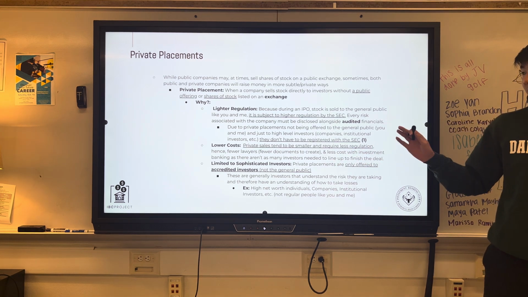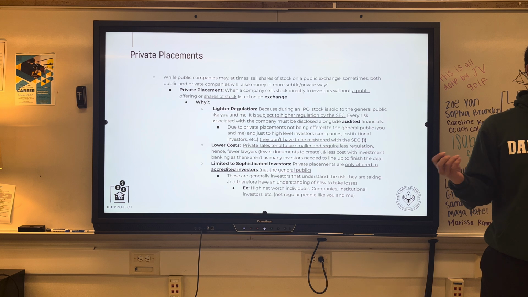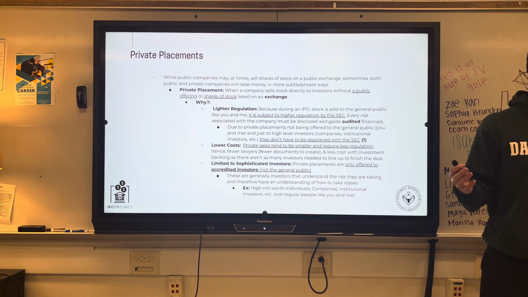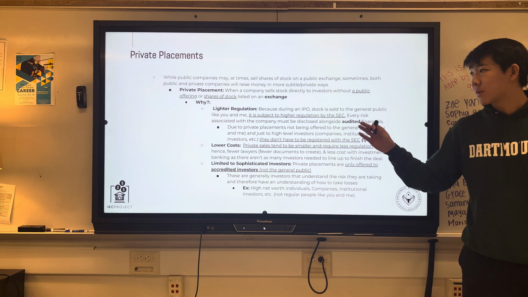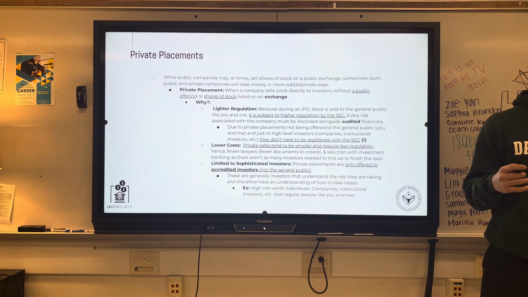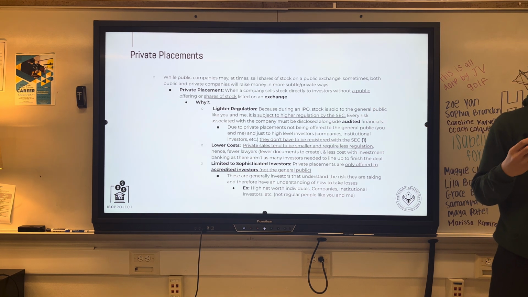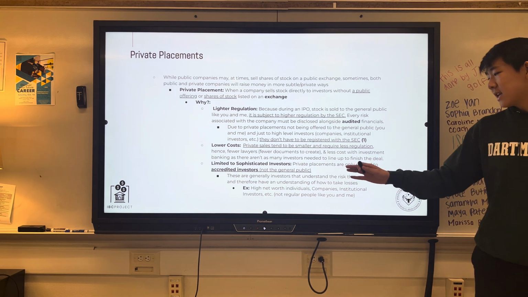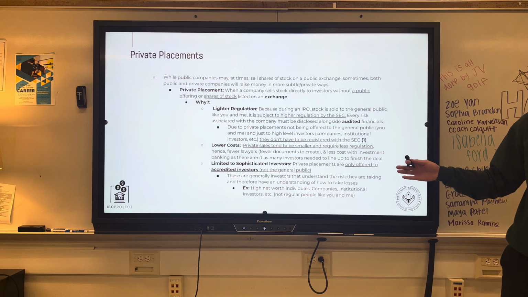Third, it's limited to sophisticated investors, right? So not everyone in this room can go on the stock market, but anyone over like 18 can go on the stock market and buy a stock if a company IPOs. However, not everyone who's over 18 can get into these private placements because private placements are limited to only private investors, and that's obviously better. So for example, it is going to be given to high net worth individuals, companies, institutional investors, hedge funds, etc.